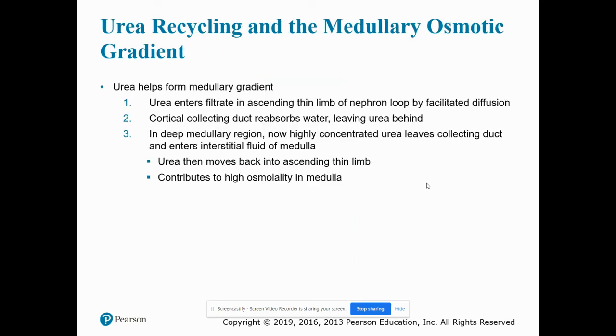Now we talk about urea recycling and the medullary osmotic gradient. So urea helps to form the medullary gradient. Urea enters the filtrate in the ascending thin limb of the nephron loop by facilitated diffusion. Cortical collecting ducts reabsorb water, leaving behind urea. And in the deep medullary region, now highly concentrated urea is going to leave the collecting duct, enter the interstitial fluid of the medulla, and then go back into the ascending thin limb. And this is going to contribute to the high osmolarity in the medulla.